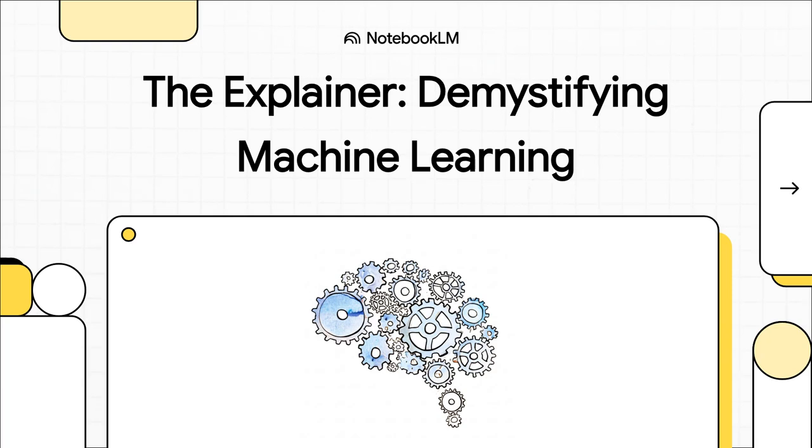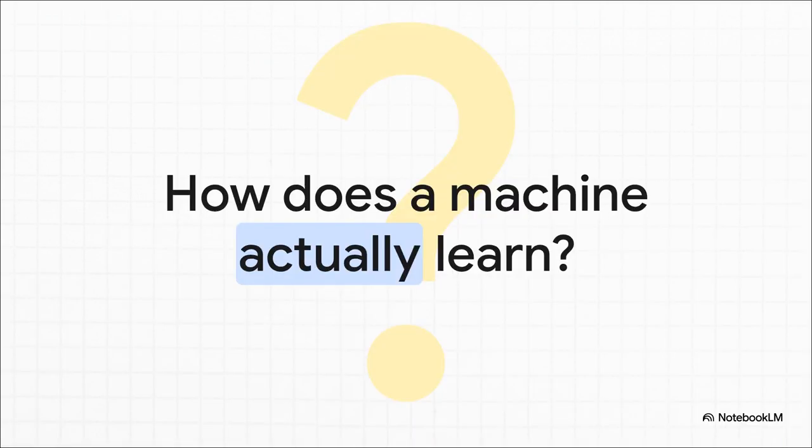Welcome to The Explainer. Today, we're going to pull back the curtain on machine learning and really get into how a machine can actually learn. So, you've heard the term AI thrown around a million times, right? But what does it actually mean? How does a machine go from just following instructions to truly learning?